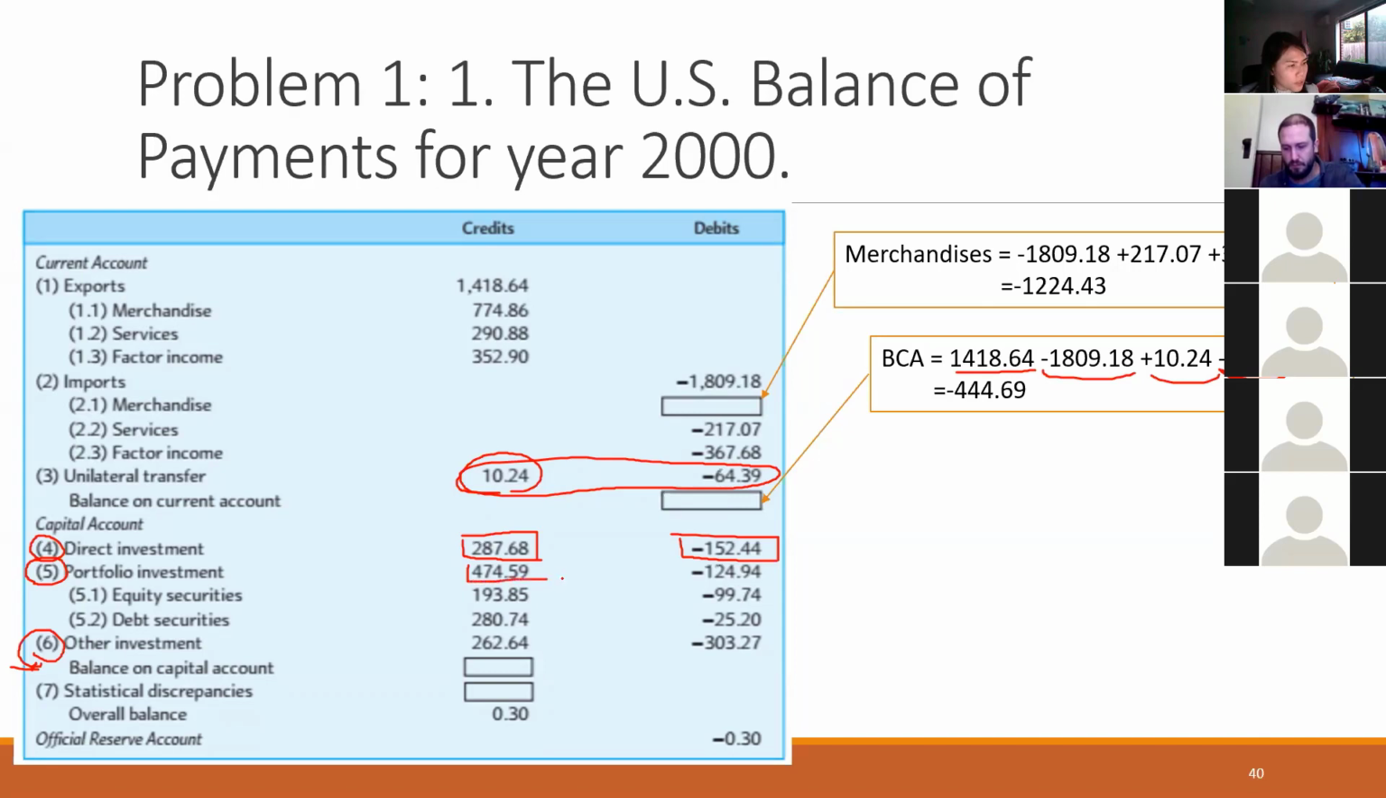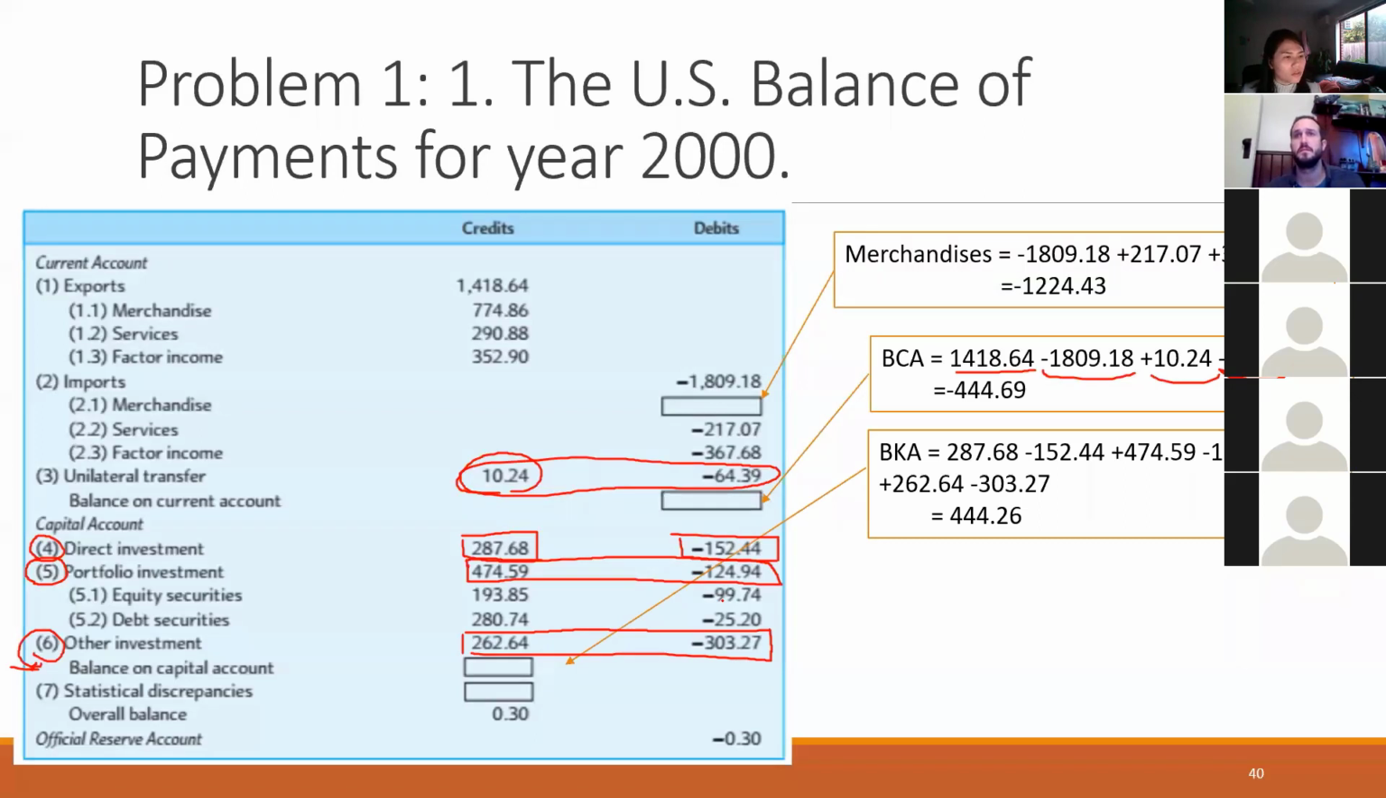For portfolio investment, the net portfolio investment would be the sum of these two numbers, okay? For other investment, similarly, if I want to find the net other investment, I will sum these two numbers up. So as a result, my balance on the capital account is going to be the sum of section four, so this is section four, plus the sum of section five, which is here, plus the sum of section six, okay?